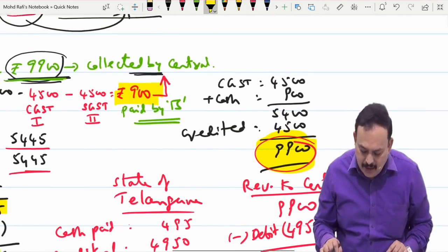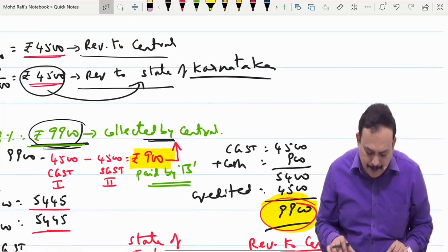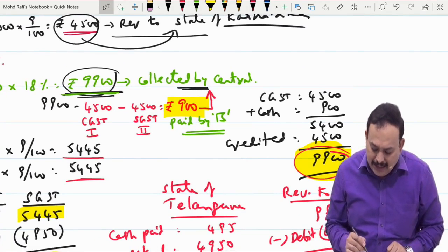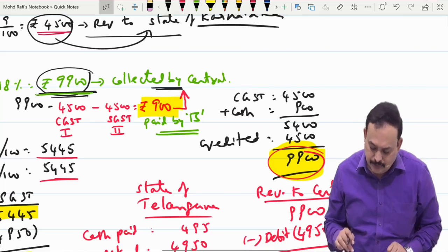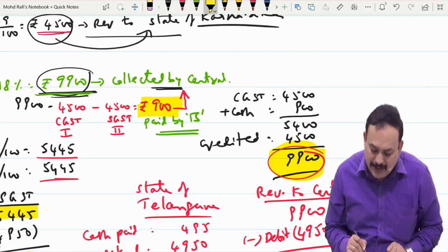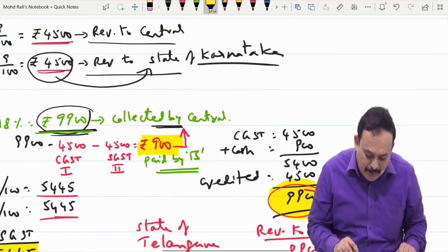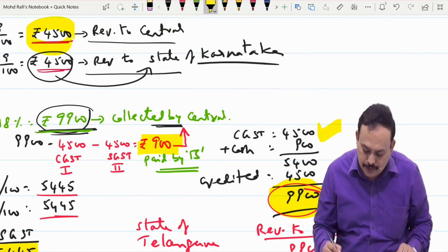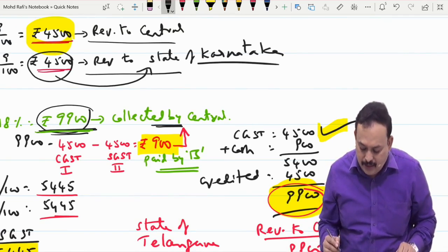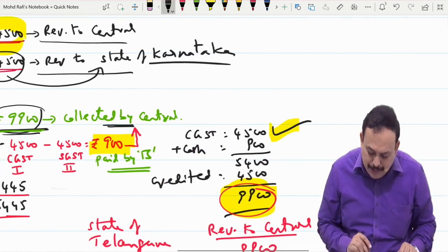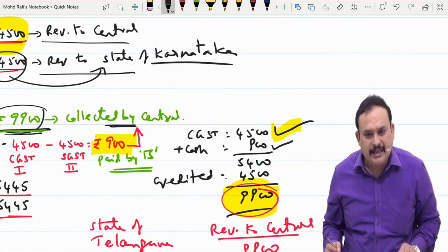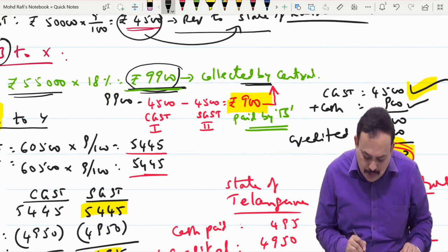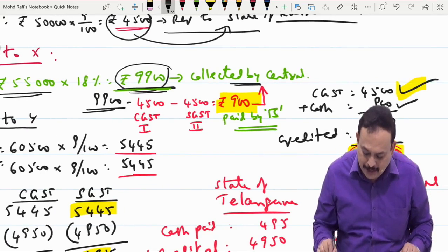So here, my dear sir, if you refer carefully, in the given case 9,900 is the amount to be collected by the central government as IGST. Already collected in the name of CGST, how much here? 4,500. Further, Mr. B paid by cash how much? 900. Is that clear? Only 900 he paid, no? 9,900 minus 9,000 is equal to 900 paid. So how much did he get?